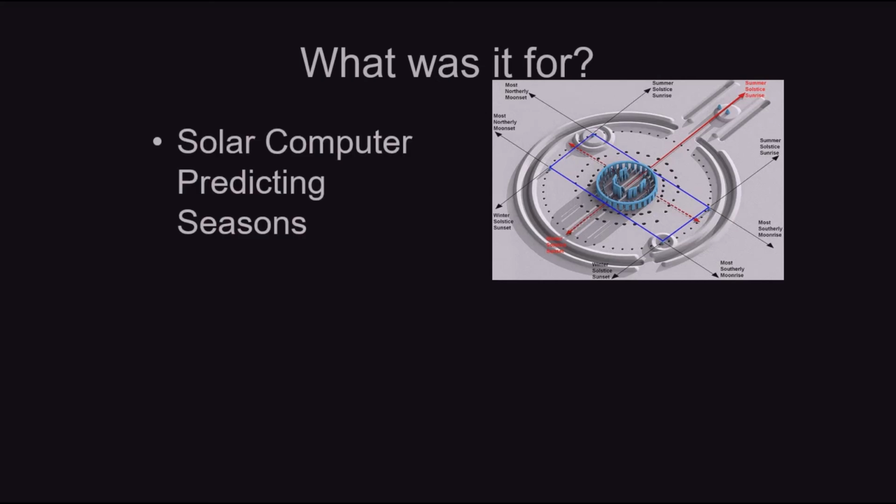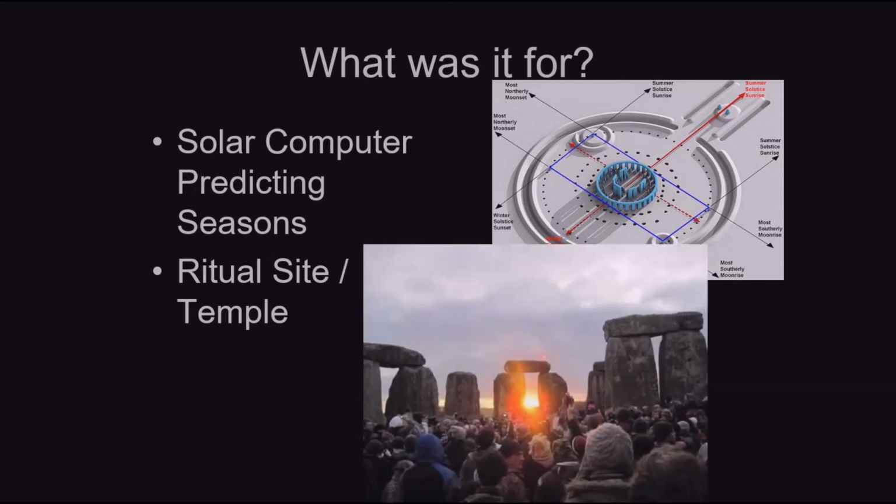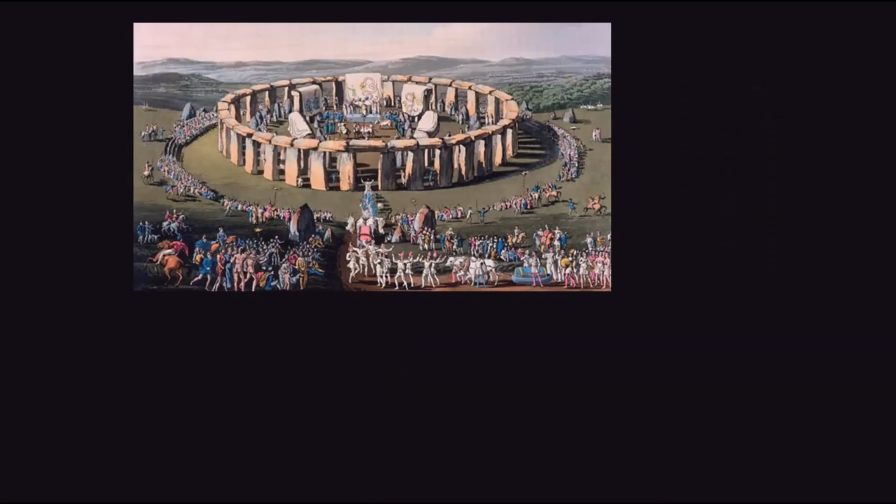Well, it's clearly a kind of solar computer predicting seasons, but I think more importantly, it was built as a ritual site, as a temple. Here are people gathered watching the midsummer sun. Again, this was important, but people associated religious significance to it. And so it was probably built by a community of people. There's no one village or people that we can ascribe this thing to. There probably were villages from all over the countryside that sent labor to come and build it.